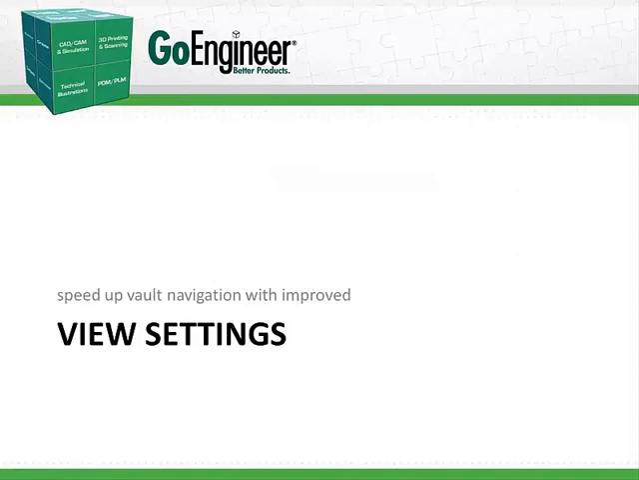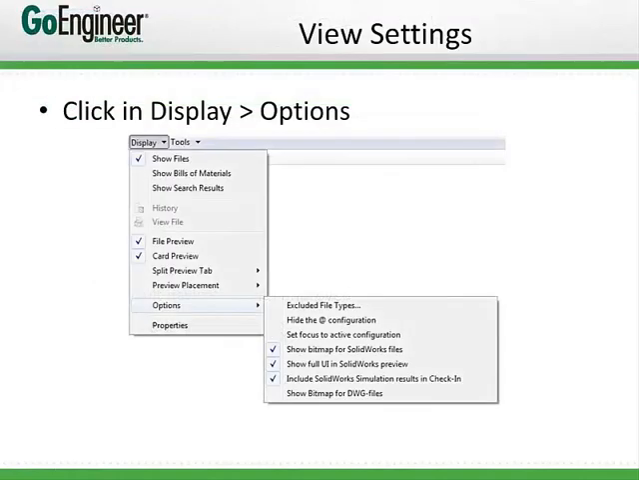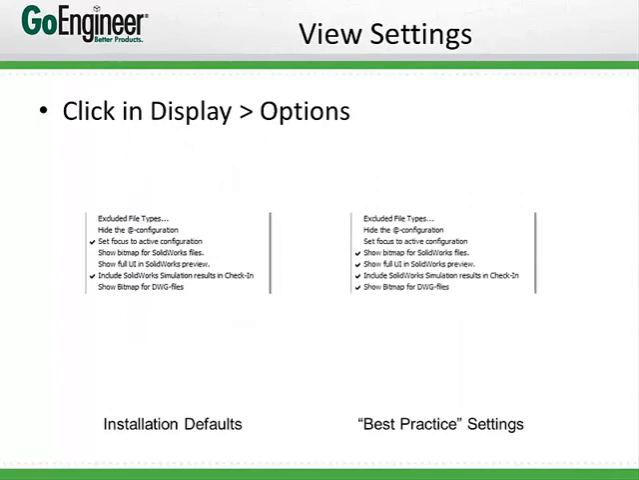So the next thing that we'll start to talk about is some of our Vault View settings. We get to these inside of our Vault environment through the Display Options tab. And there's a couple of these that I highly recommend that you turn on that aren't turned on by default. Specifically, the ones that we're interested in looking at are Set Focus to Active Configuration, Show Bitmap for SOLIDWORKS files, and Show Full UI in SOLIDWORKS Preview. So I'll go ahead and show you each of those, and then we'll talk about why they might be important.